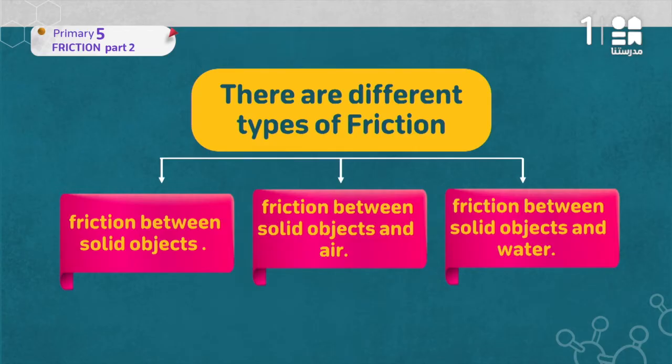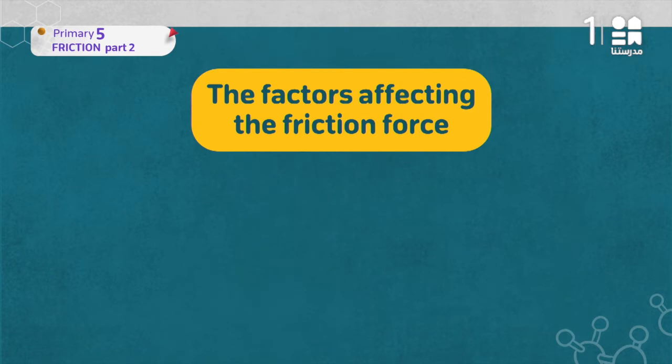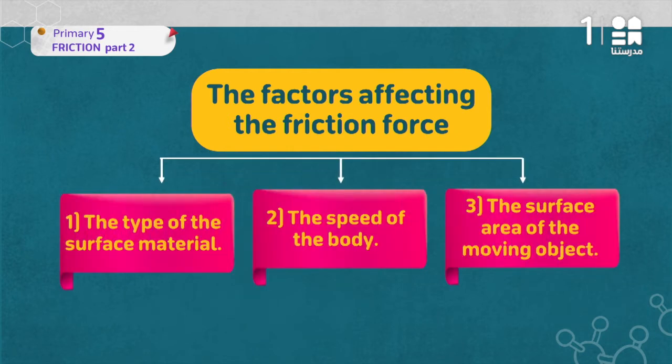المرة اللي فاتت عرفنا إن في 3 different types of friction: friction between solid objects, friction between solid objects and air, and friction between solid objects and water. بدأنا بأول واحد، friction between solid objects، وعرفنا إن في 3 factors that affect it. Number 1, the type of the surface material. Number 2, the speed, and number 3, the surface area. Last time we talked about the type of the surface material.